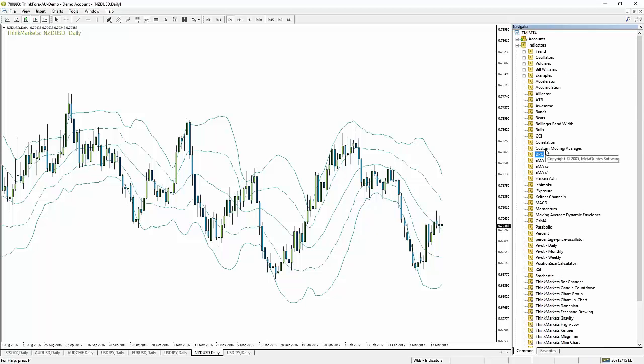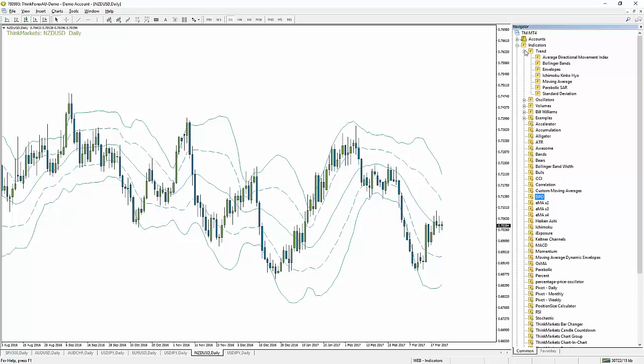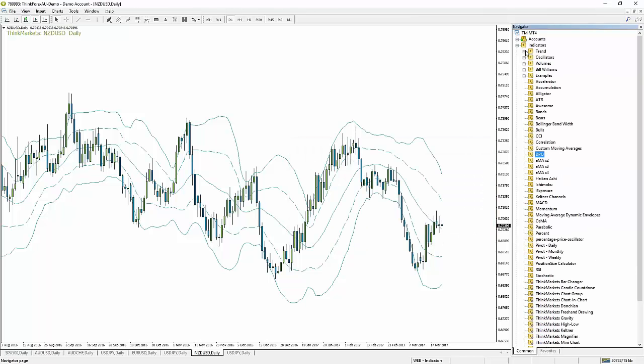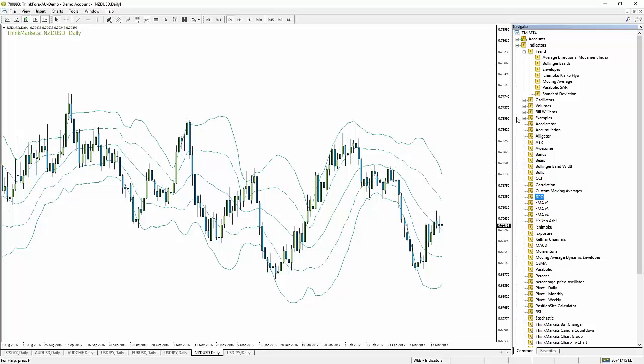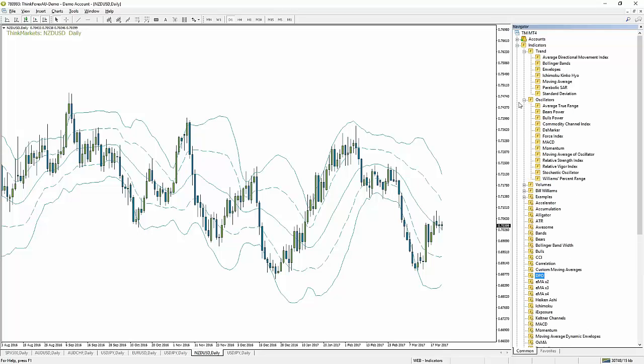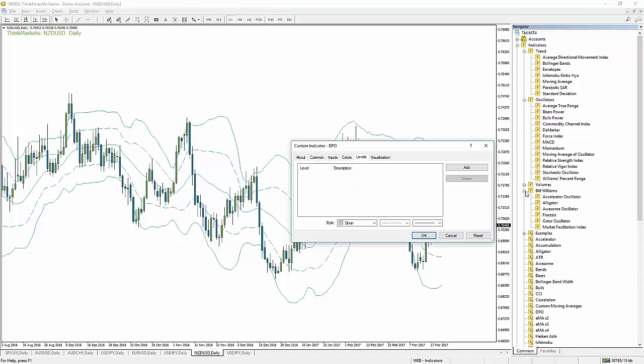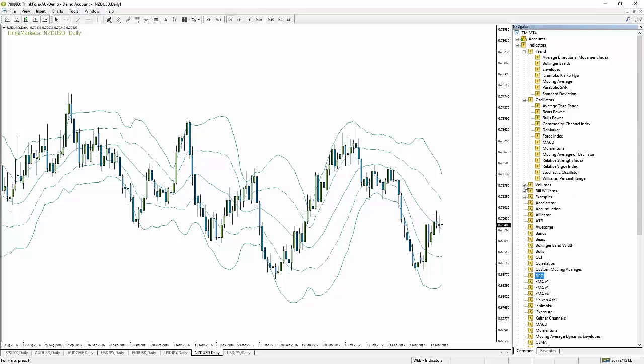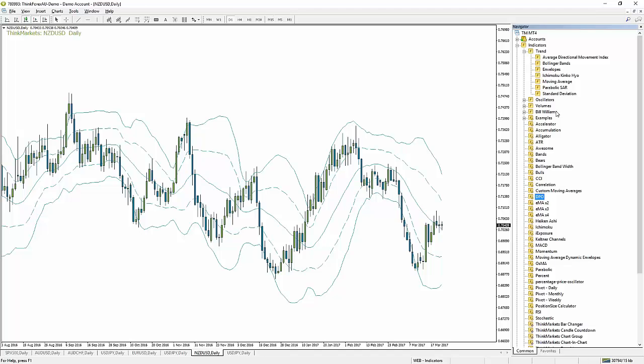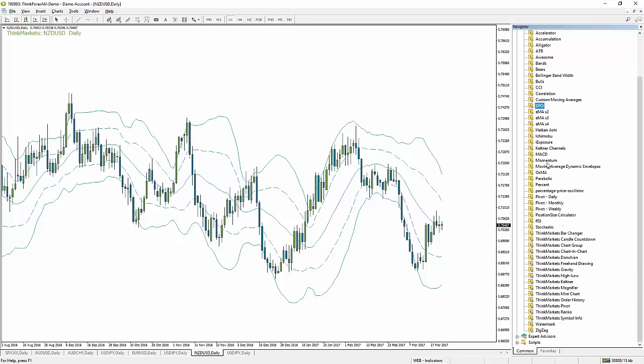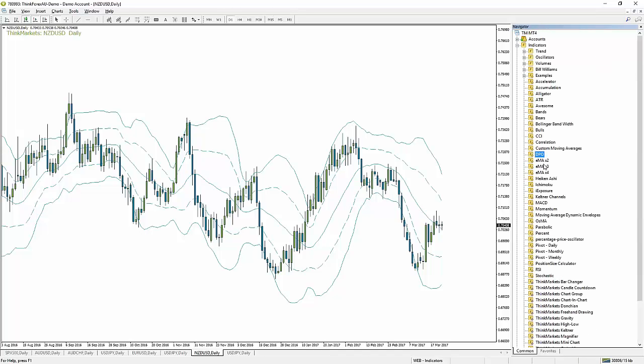Yeah, I'm actually in MT4, so I'm not sure if it comes as standard. I would have to download it. No, it doesn't come as standard. I'm pretty sure you have to download it, unfortunately. I do apologise for that.